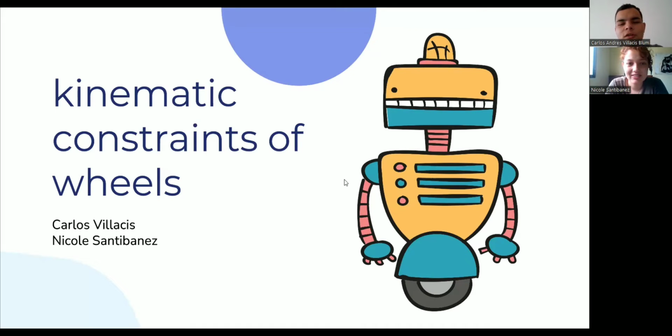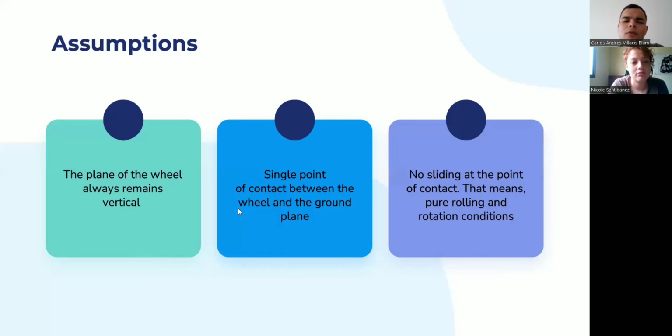Hello everyone, we are going to talk about kinematic constraints. The following assumptions make it possible to simplify the process. The plane of the wheel always remains vertical and there is one single point of contact between the wheel and the ground plane. There is no sliding at the point of contact. That means the wheel is only under conditions of pure rolling and rotation.